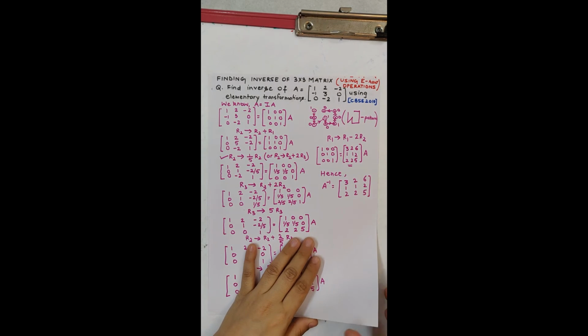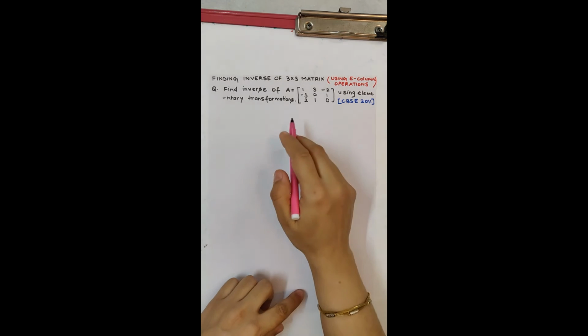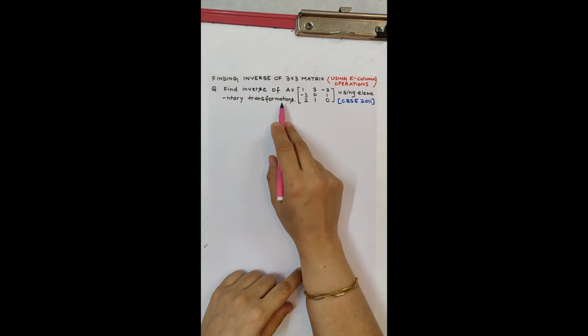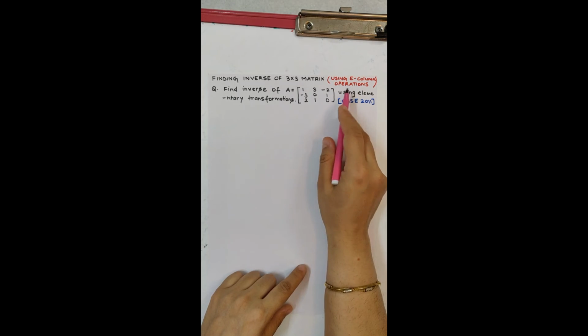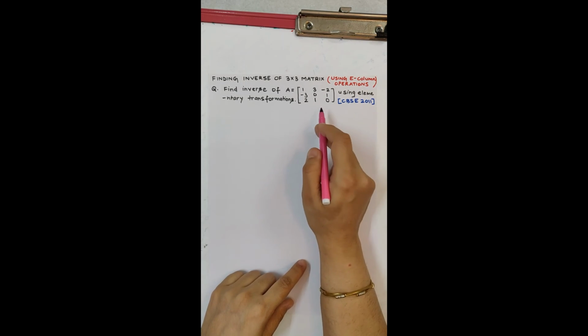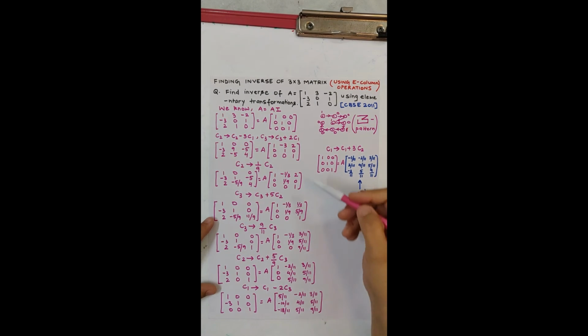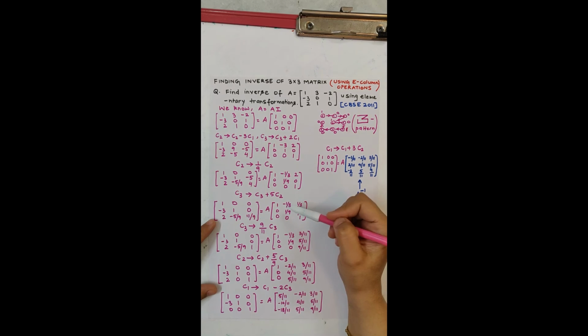And now I want you to quickly pause the video and do it yourself, that find the inverse of this matrix using elementary transformation. You may apply row or column as per your choice. I would recommend you to use column operation so that you know the procedure once. Alright, so here's the solution. I have done this using elementary column operations. You could have done it using elementary row operations. The answer would remain the same, and this is A inverse.